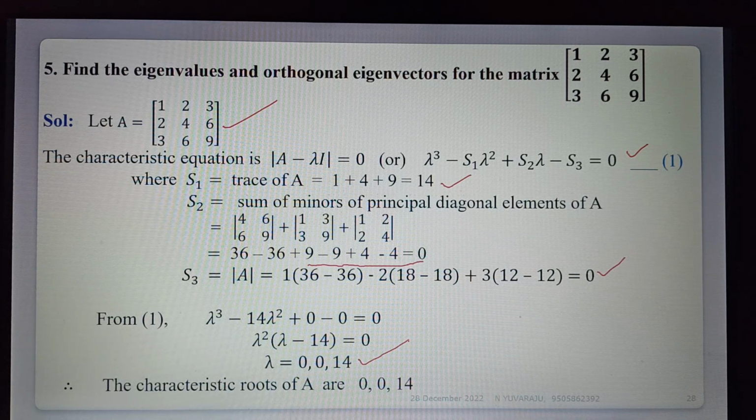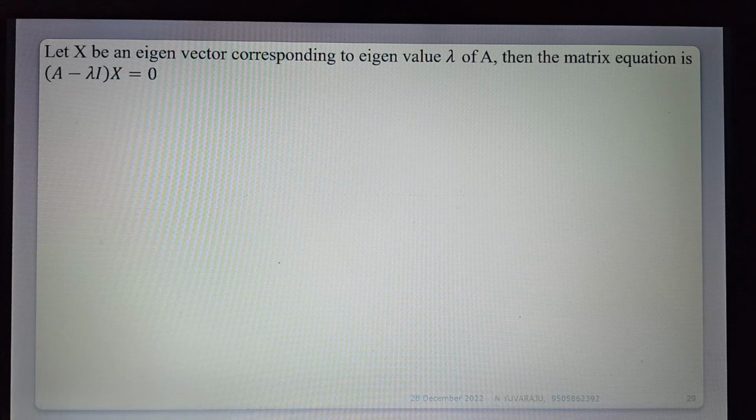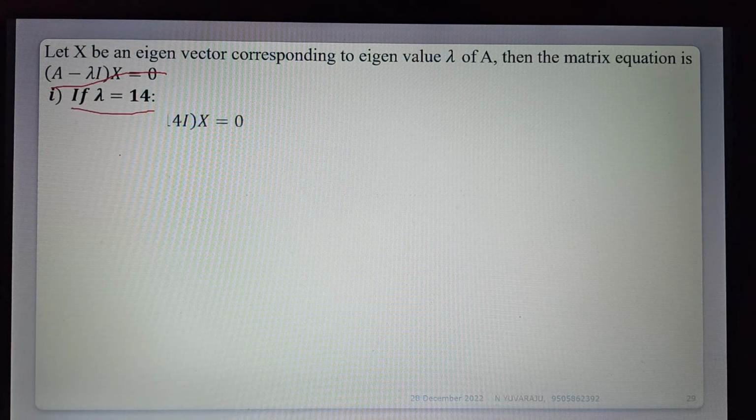Now for each eigenvalue we have to find the eigenvectors, the same procedure we discussed in the previous lecture. Let x be the eigenvector corresponding to eigenvalue lambda of A. Then the matrix equation is (A minus lambda I) x. First case, lambda is equal to 14. Replacing lambda with 14, that is (A minus 14I) x is equal to 0. A minus 14I means in the given matrix we subtract 14 from the diagonal elements only.